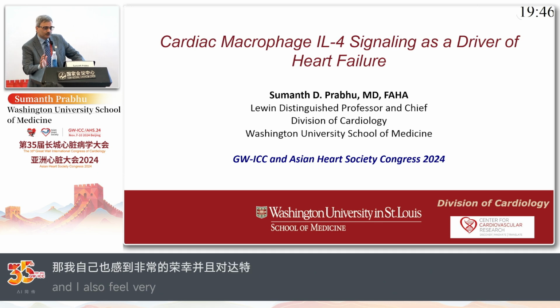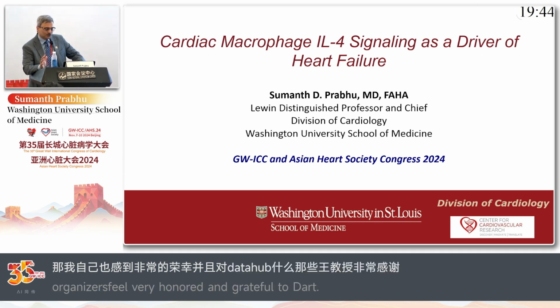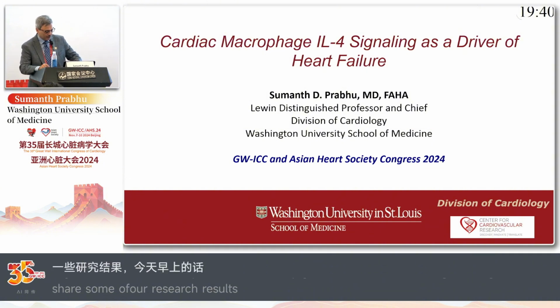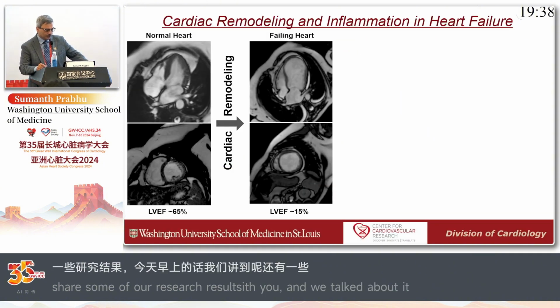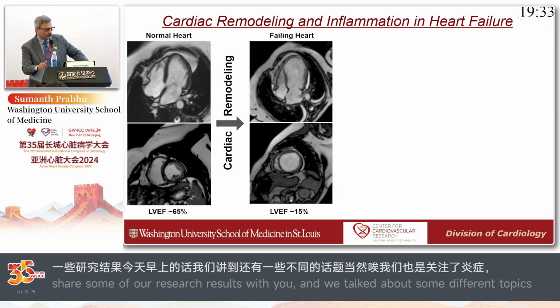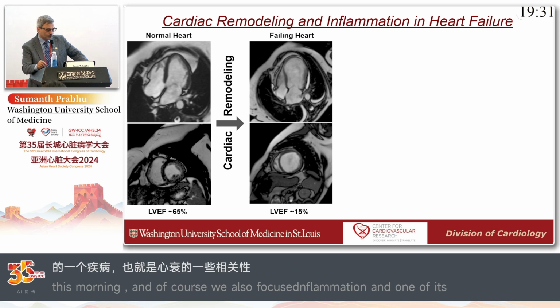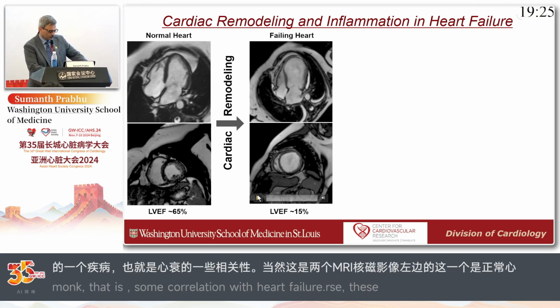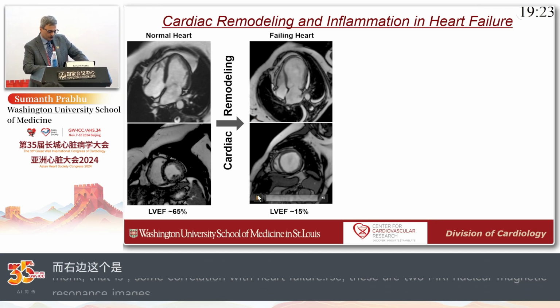I'm going to shift gears a little bit from this morning session and talk more about inflammation, which is the focus of our lab, and specifically how it relates to this disease, which is heart failure. These are two MRIs. The one on the left is a normal heart, and the one here is a failing heart showing a clear decline in cardiac function.